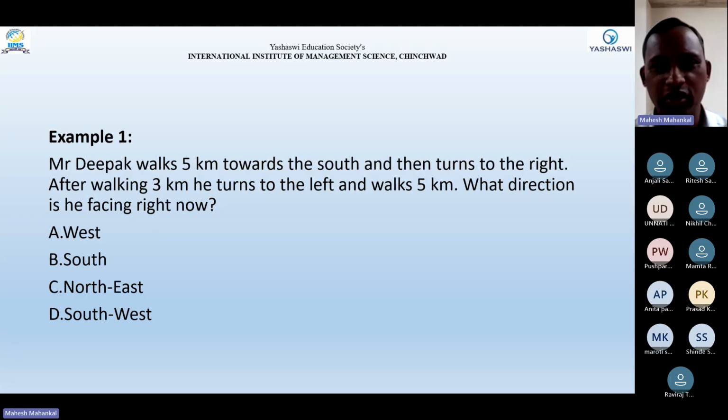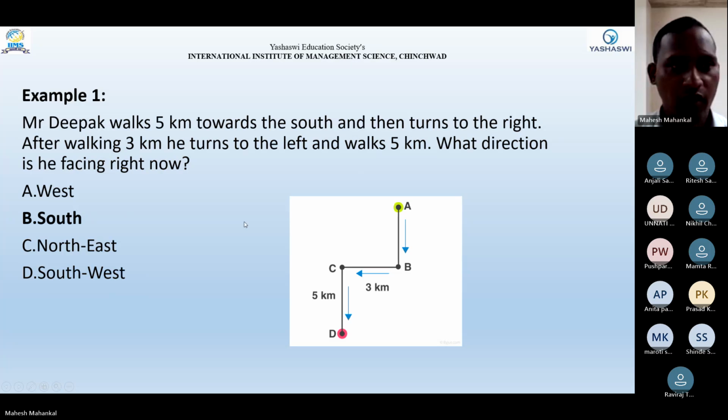Can we see the correct option? Can we move further? See, the correct option you will find. Okay. South is the correct option. See that. Deepak traveled 5 kilometers towards south. Then he has taken a right turn. Then again he has traveled 3 kilometers. Again he has taken a left turn. Again he has traveled 5 kilometers. Exactly where is he facing? He is facing to the south.